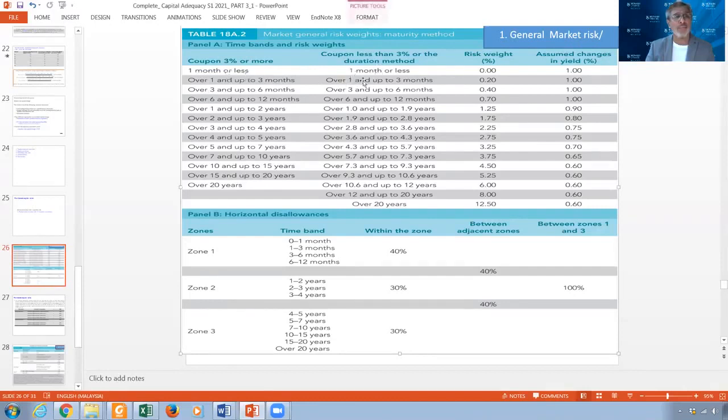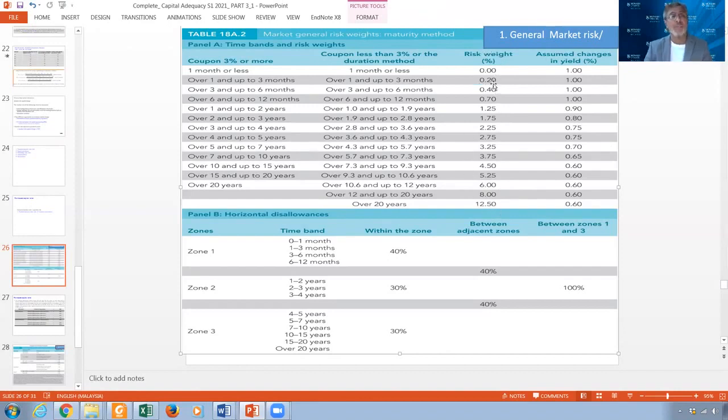If you have 1 month or less, this applies to coupons of 3% or less on my assets, and this is for the less, and this is the more. And this is the risk weights. So if it is 1 month, you don't take anything. Don't worry about this column, because this is what the regulators assume the change would be. All I have to do now is to calculate the risk-weighted assets.